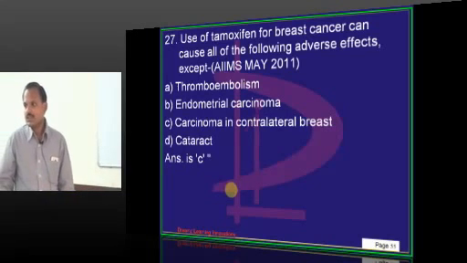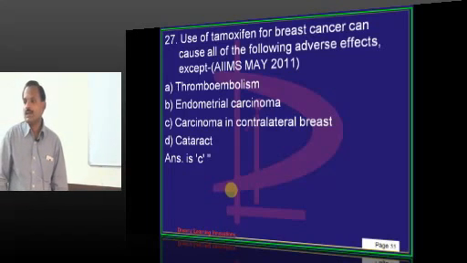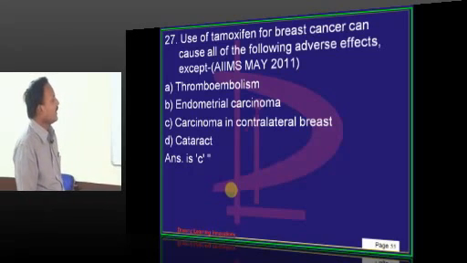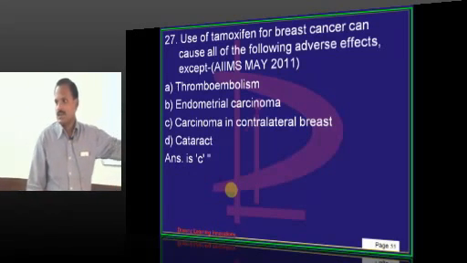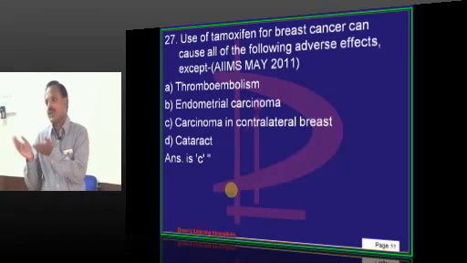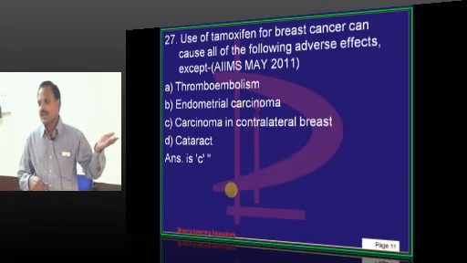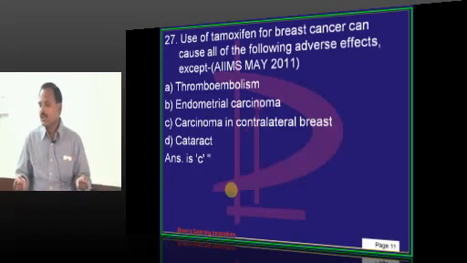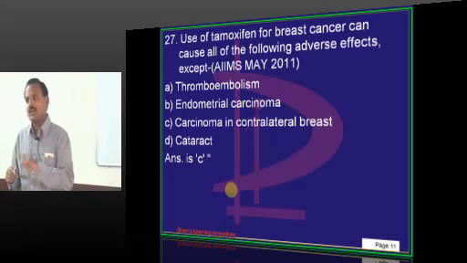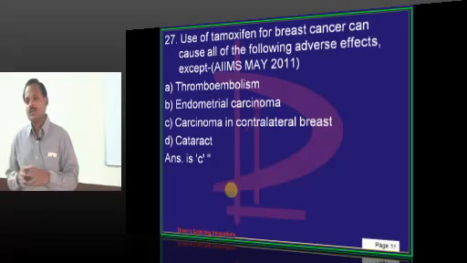Endometrial carcinoma, we discussed, it is an agonist. Carcinoma in the contralateral breast, it can't aggravate the contralateral breast cancer, it is not having that potential. Cataract, it can cause, as we discussed, ocular toxicity. So, if a woman has breast cancer on the right side, if it is protective there, obviously it will be protective on the left side also. It can't cause more growth of cancer on the right, because it is a blocker of the estrogen receptor. So, estrogen receptor related cancer or non-estrogen receptor related cancer, in the breast it is protective. So, the statement that if one breast has cancer, the other breast will have cancer, is absolutely wrong.